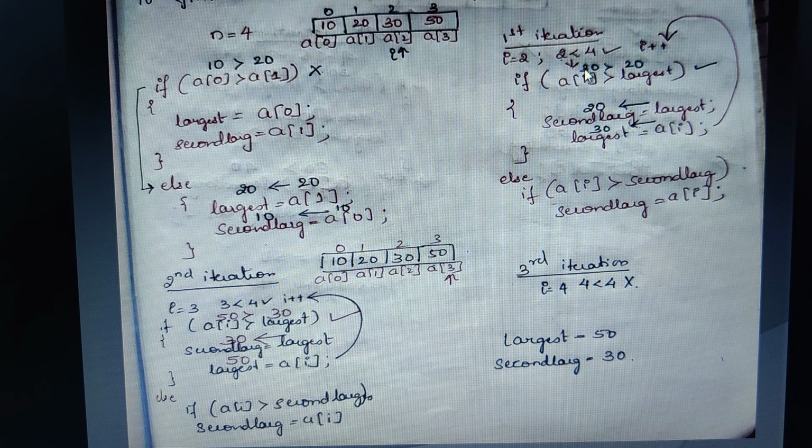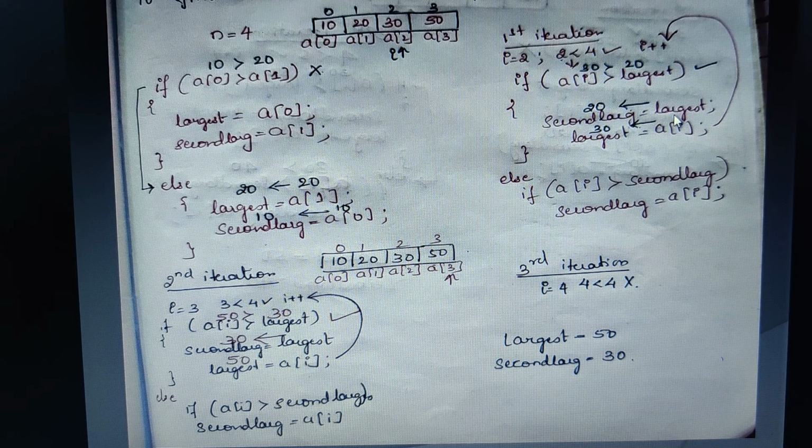If this condition is true, 30 is greater than 20, what I am assuming? This A of I I am assuming as the largest, and whatever the largest value is there, I am assuming it as the second largest, because 30 is greater than 20. Definitely this one would become the first largest and this will become the second largest. So that is what I have written in the programming form. Whatever the variable largest is holding, I will rewrite in the variable known as second largest. Previously second largest was holding the value 10. When this statement is executed, second largest will erase this 10 value and hold the new value 20.